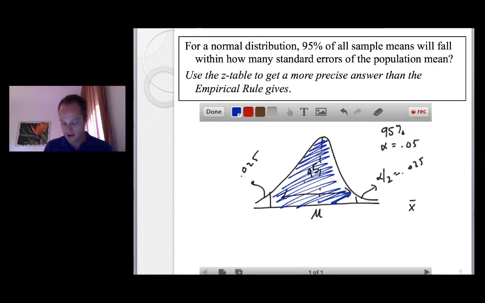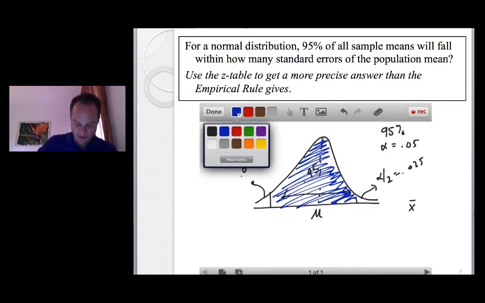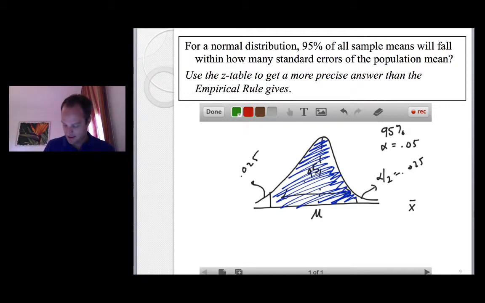And alpha divided by 2 of these values will be in each tail. So if I'm looking for how many standard errors this is, in particular I'm looking for this z value, this critical value. I'm looking for the z such that the area alpha divided by 2 is to the right of it. So how do I use the table to do that?